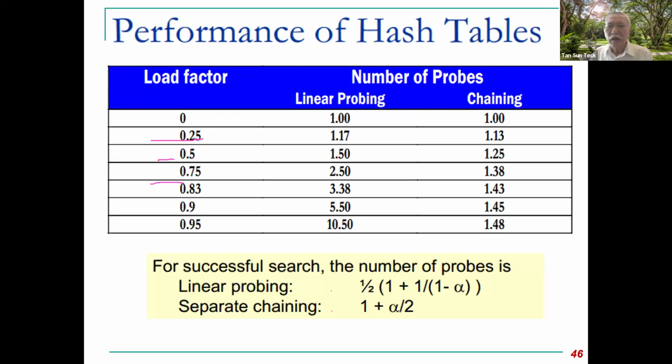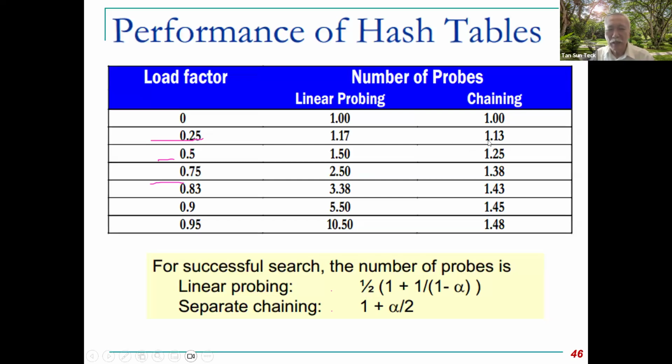Right, so the performance of a hash table: we say that for separate chaining it is O(1), very good, because the number of elements inside is still 0, so we can insert in O(1). But if you have some value inside already, say the load factor is equal to 0.5, linear probing will take 1.17 probes to do the operation, whereas separate chaining takes 1.13.